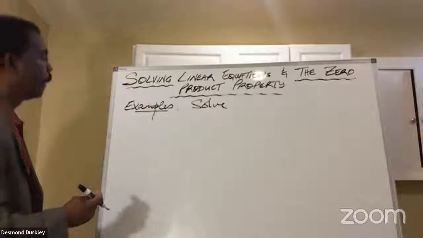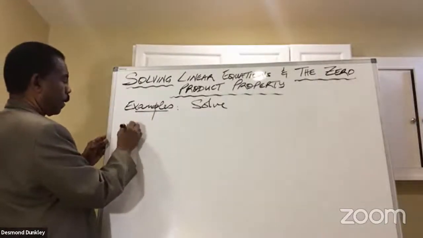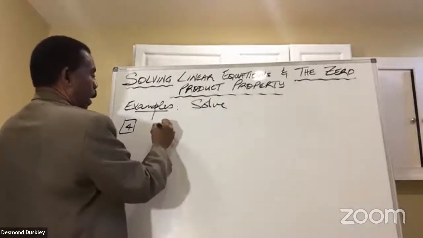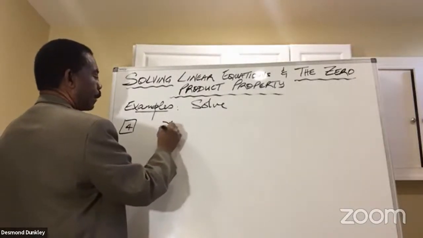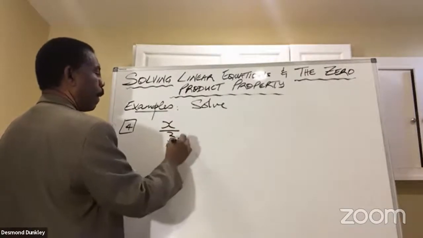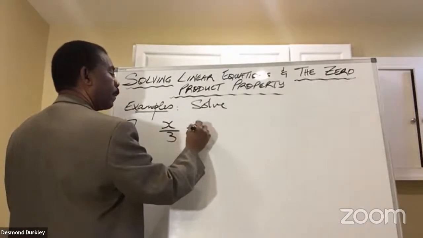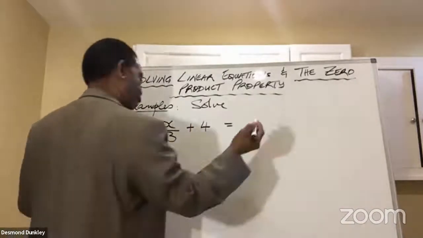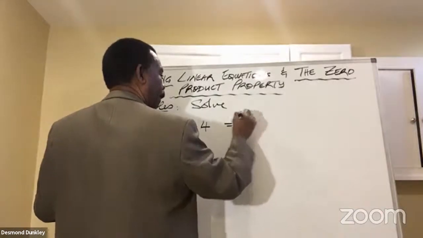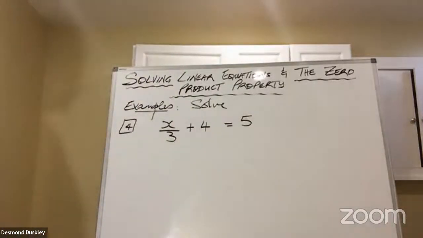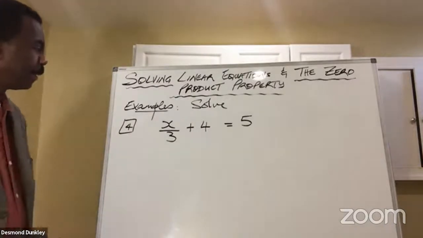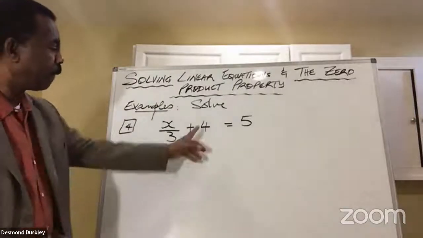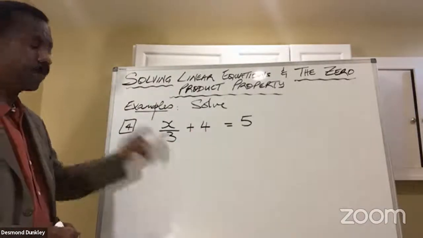Okay. Let's try number 4. x over 3 plus 4 equal to 5. Okay. So what do we do? According to this, we need to get rid of the 4. We need to get rid of the 3.